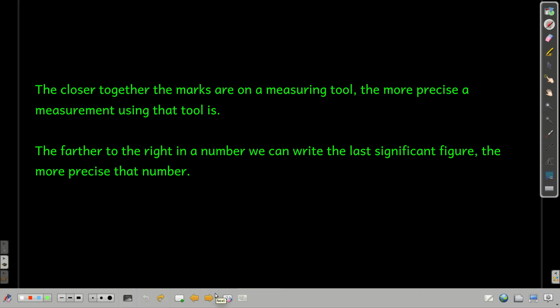If we're comparing those 2 meter sticks that we just used, this is another way of talking about precision: the meter stick with the smallest marks closer together was the more precise tool. The measurement that we got from that was a more precise number, meaning that its last significant figure was farther to the right in the number. So for any number that came from a measurement, the farther to the right the last significant figure is, the more precise that number is, or actually the more precise the tool was that was used to take that measurement.